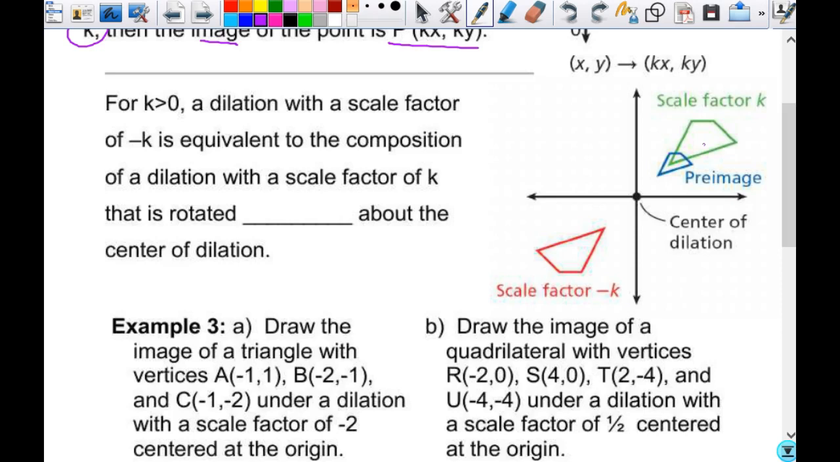Yes. So dilation with a scale factor of negative k is equivalent to a composition of a dilation with a scale factor of k that is rotated 180 degrees about the origin. So the positive value of k is what actually does the dilating, and then the negative just tells you it rotates, and it all happens at the same time. So yeah, it wouldn't rotate. Right. We good?